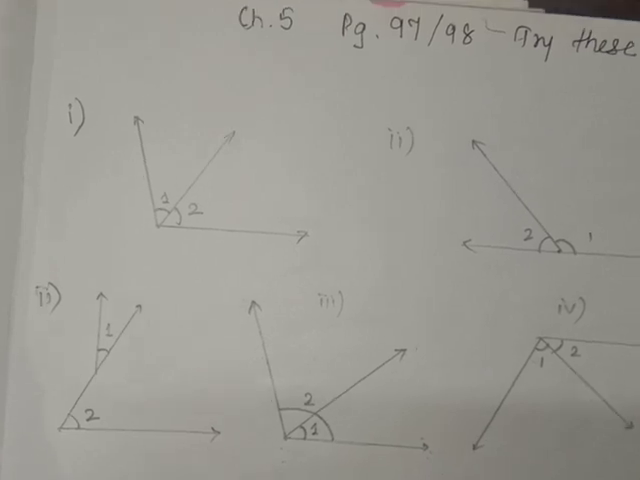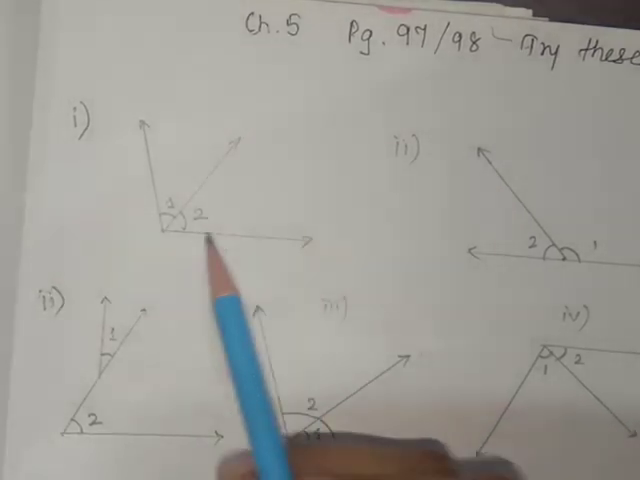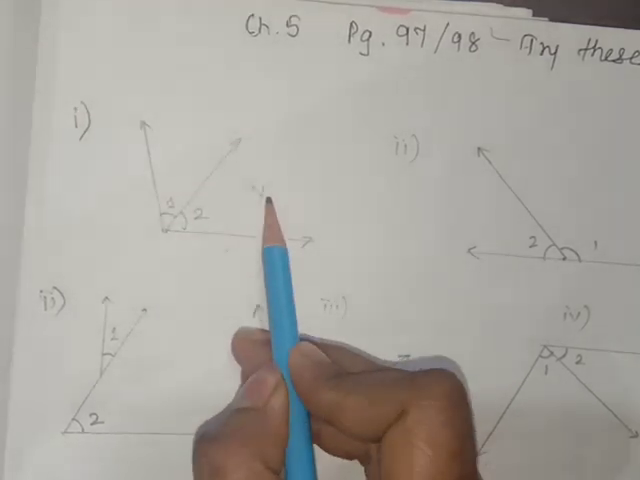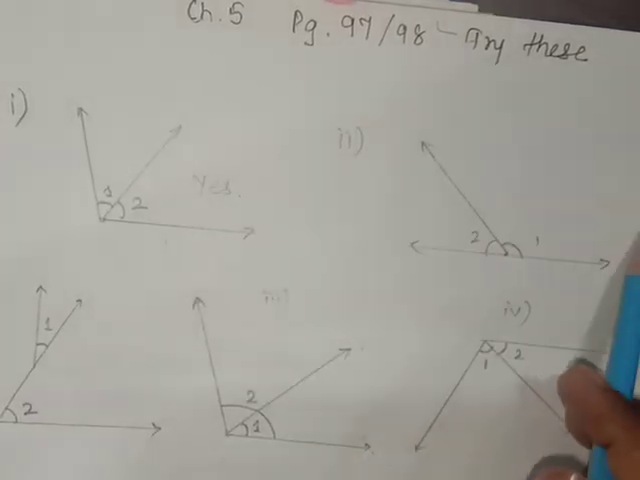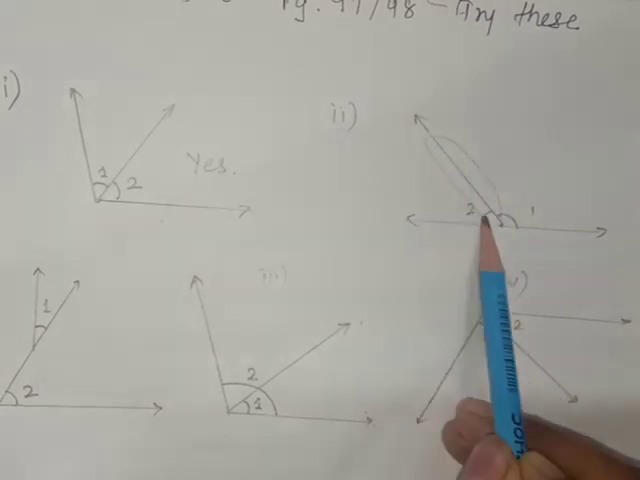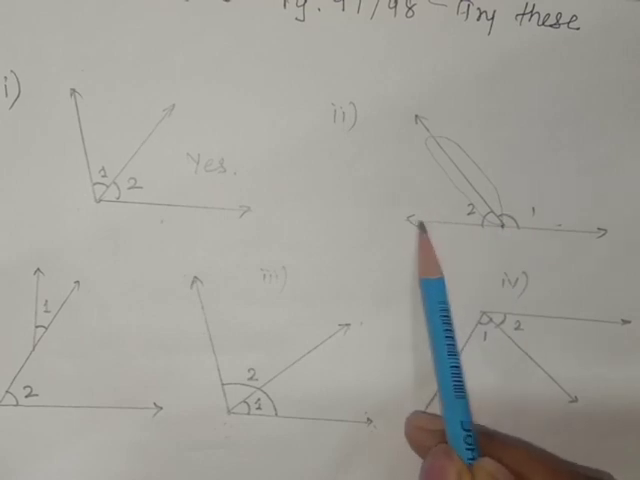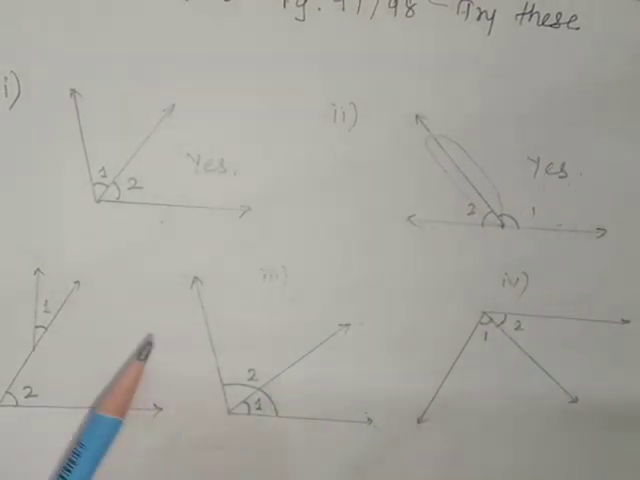Question number 1. Here angle 1 and angle 2 are given. So yes, they share one common arm here. So yes, they are adjacent angles. Looking at figure number 2, here angle 1 and angle 2 share one common arm. They have one common vertex and the non-common arms are on either side of the common arm. So yes, these are also adjacent angles.